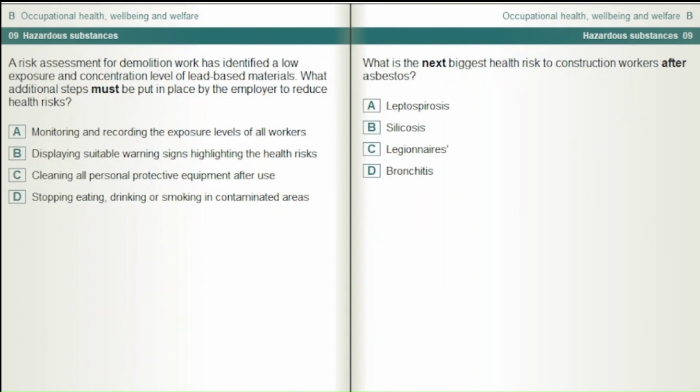A risk assessment for demolition work has identified a low exposure and concentration level of lead-based materials. What additional steps must be put in place by the employer to reduce health risks? Monitoring and recording the exposure levels of all workers. Displaying suitable warning signs highlighting the health risks. Cleaning all personal protective equipment after use. Stopping eating, drinking or smoking in contaminated areas.